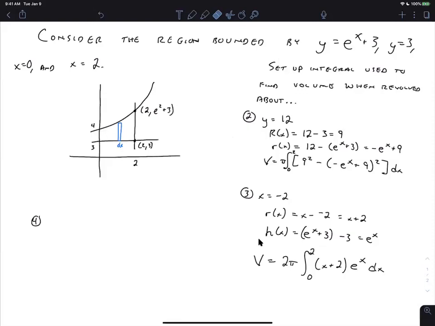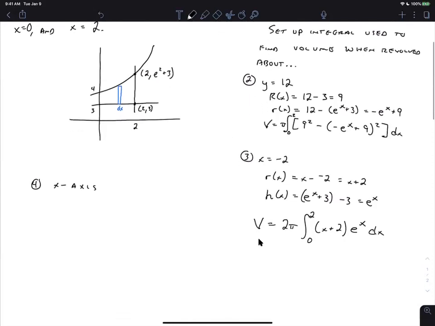All right. And then I want you to take a minute to set up for number 4, if you're revolving around the x-axis, and number 5, if we're revolving around the y-axis. Okay. So same region, volume if you revolve it around the x-axis and around the y-axis, and then we'll work it together in just a minute.